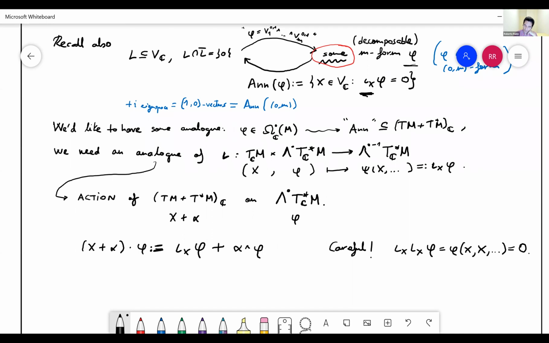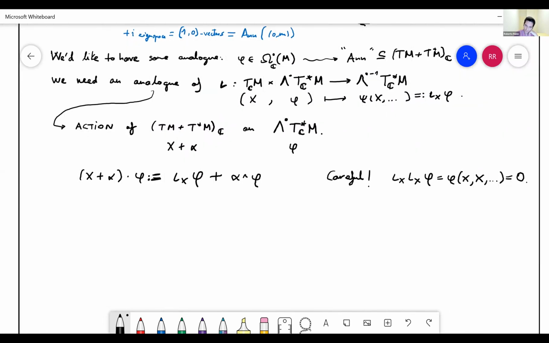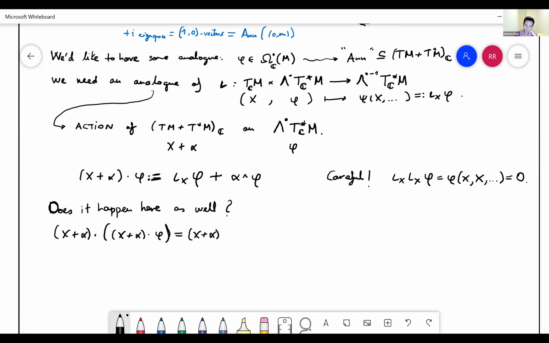These are some of the things that we can do. Does it happen here as well? So what I have to do is to act twice. I have to do x plus alpha acting on x plus alpha acting on this Greek phi. So I have x plus alpha acting on ix phi plus alpha wedge phi. Now it comes the non-trivial x. It acts as the insertion here. That's 0. Good, you start well.